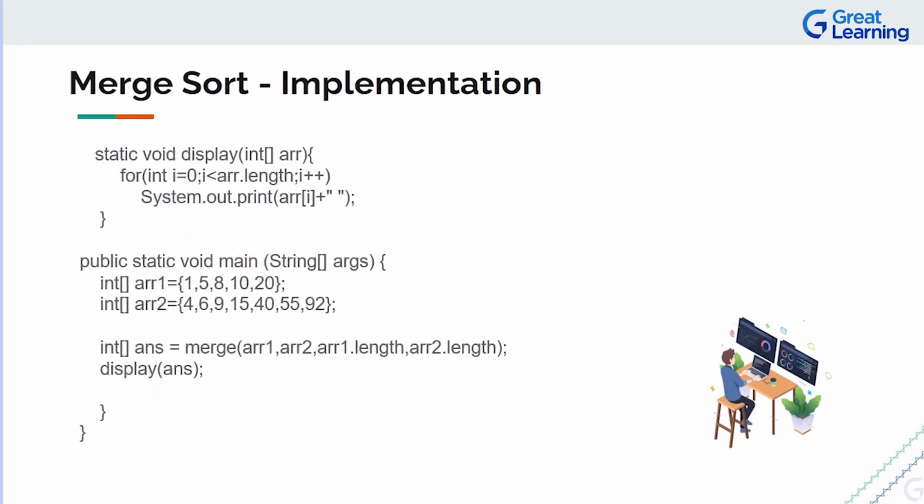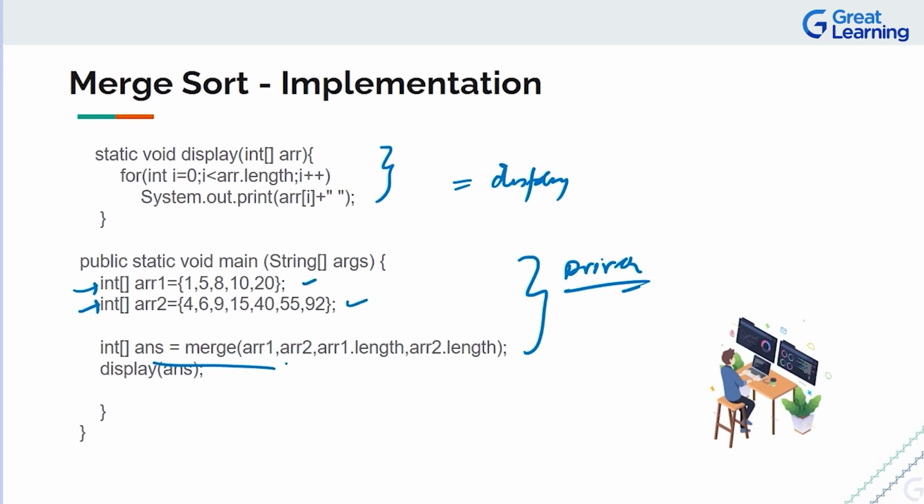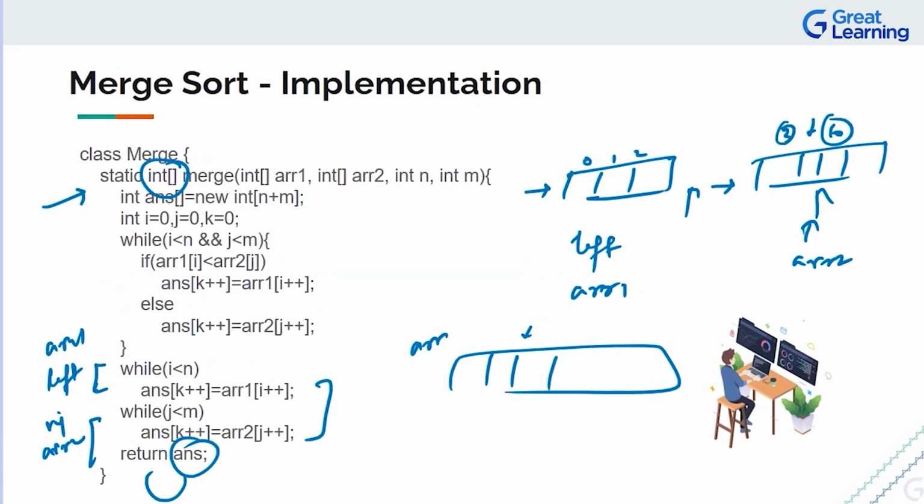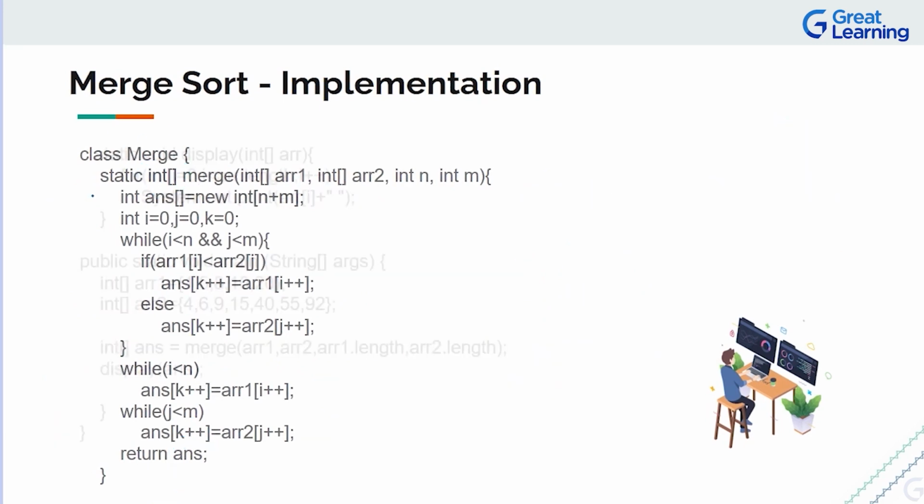Now what about the other functions? We have the display function over here, which is used to display elements, that is we will be traversing through the array and displaying elements one by one. This is your driver function, wherein you are just declaring and initializing your arrays. This is your 1 array, this is your 2 array, and then you're calling this merge function directly, because we have this static function over here, so we don't need to create objects.